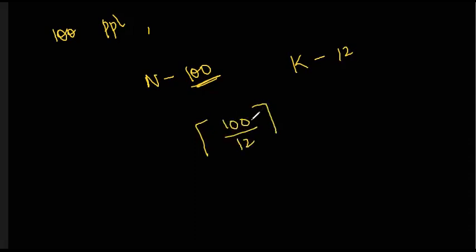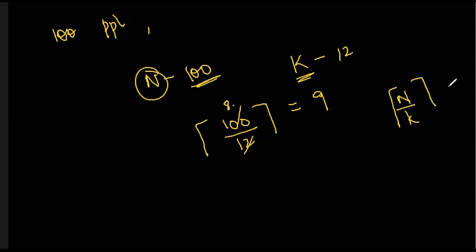So 100 by 12 will give us 8 point something. If we are taking the ceiling value, it will be equivalent to 9. So basically, when we are talking about generalized permutation and combination, the pigeonhole principle states that if there are n objects and k boxes, then there should be at least one box containing n by k objects. This means there must be at least 9 people in each box. All right, so this is an example.